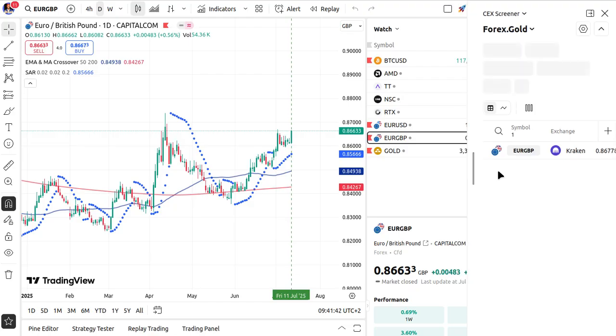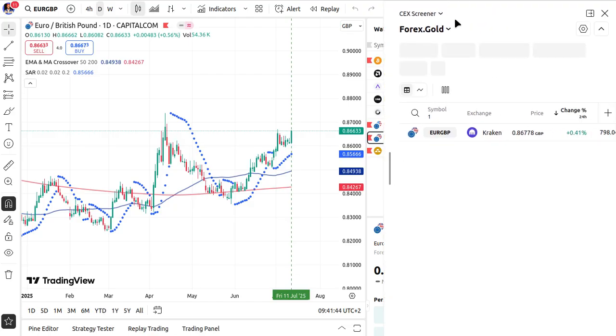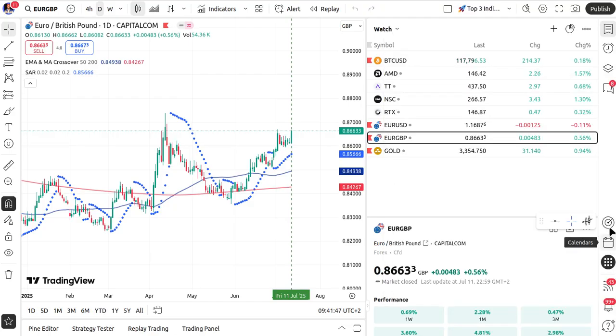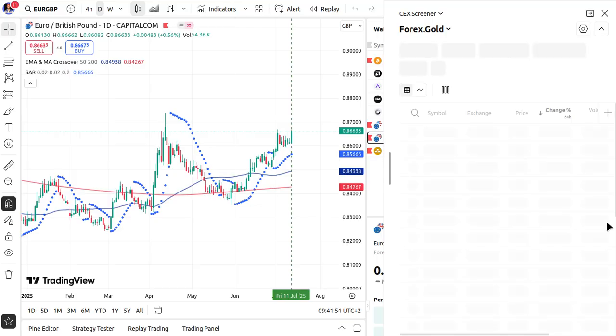Okay, so basically there are 3 indicators to the strategy. The first indicator is the parabolic SAR, which is represented by these blue dots here, and then the second indicator is the 50-day moving average. Then the third indicator is the 200-day moving average.